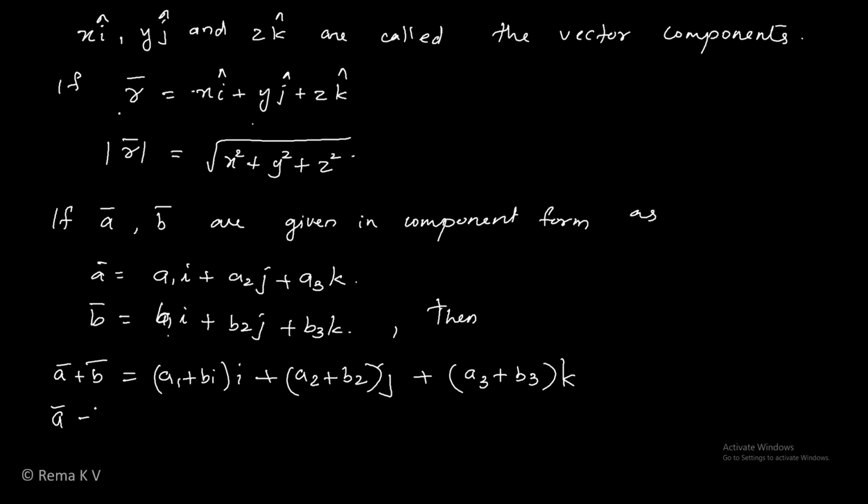So the difference can also be defined like this. It is a1 minus b1 i plus a2 minus b2 j plus a3 minus b3 k. This is how we are doing addition and subtraction if the vectors are given in component form.